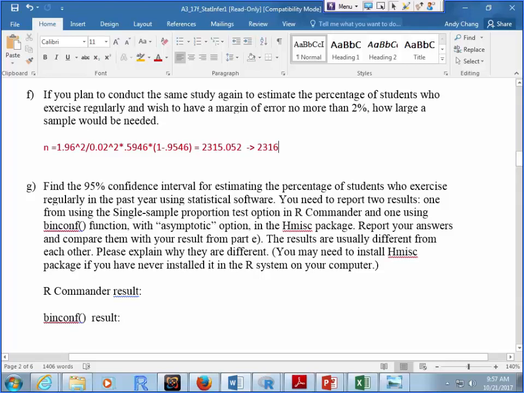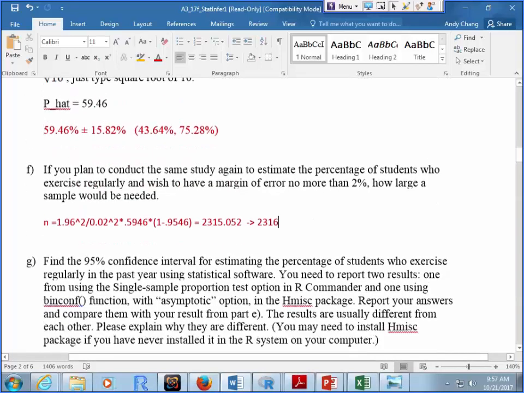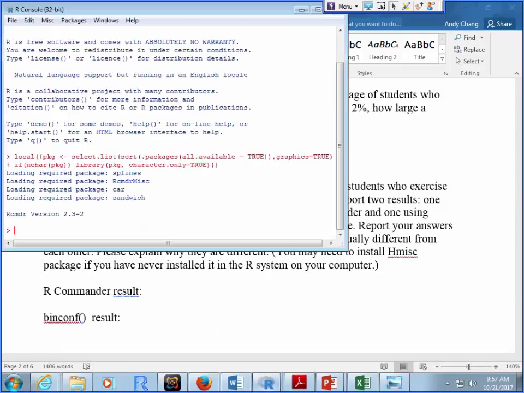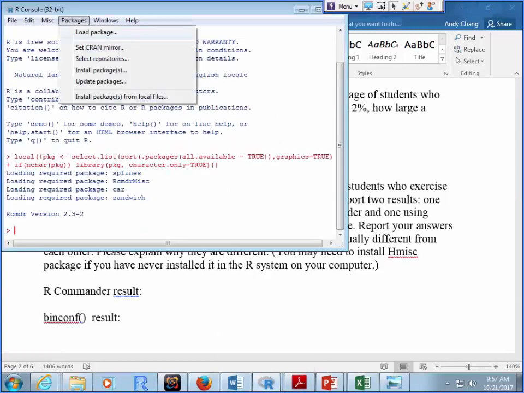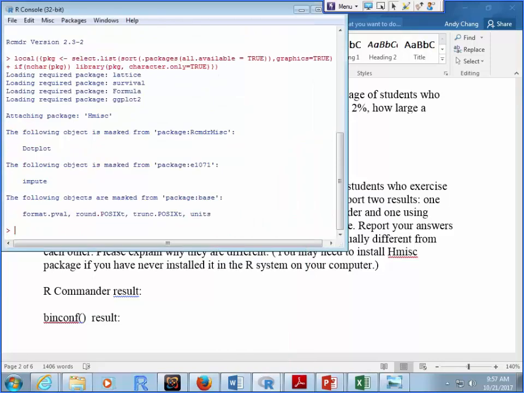Part G is asking you to find the confidence interval estimate using this method, but by using R. I introduced the Hmisc package, so you should have loaded that package. Just use the binconf function to do that. So what you do is go to the R console. I just want to make sure that I have that loaded. That's Hmisc. We already have that installed, and you should have that installed. You want to make sure that one is installed.